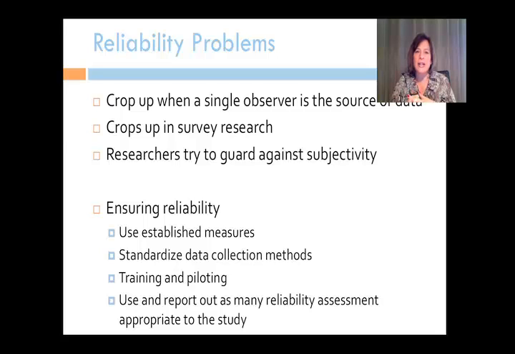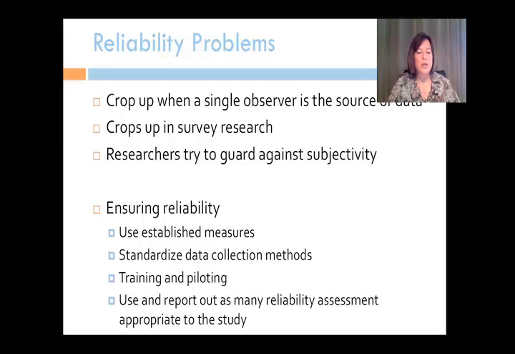Researchers try to guard against subjectivity, and when they do that, you can have problems with reliability. A couple of ways to ensure or to strengthen reliability. Use measures that are already established. For instance, we already have ACT scores to measure college aptitude that have gone through rigorous reliability and validity testing. So that would be one good measure of college aptitude.